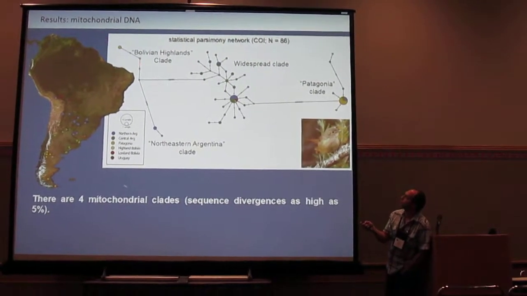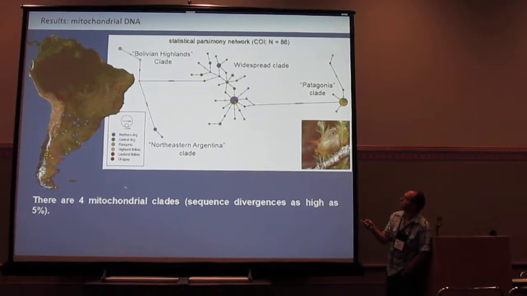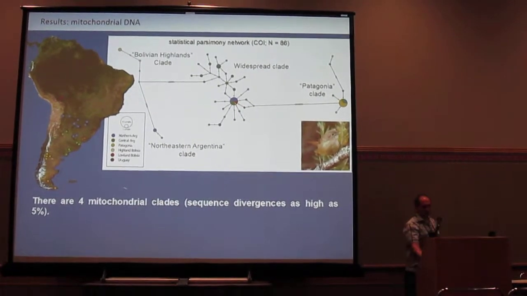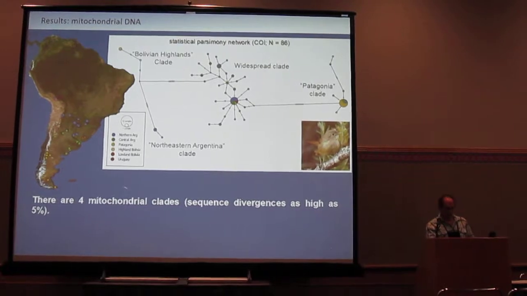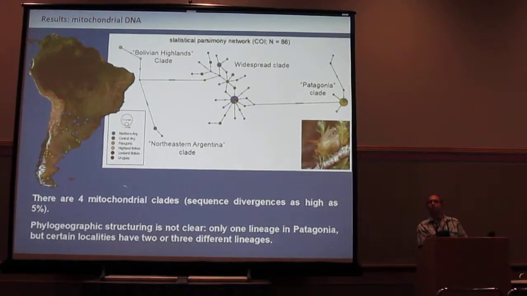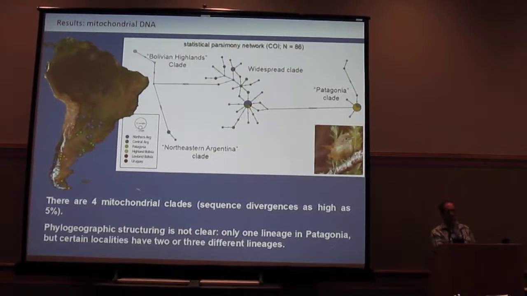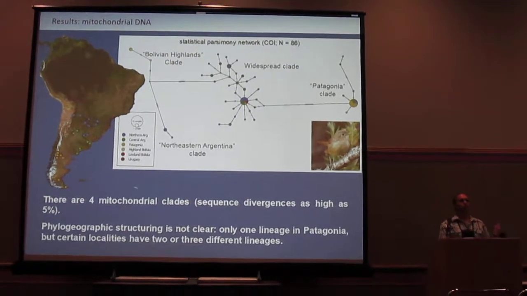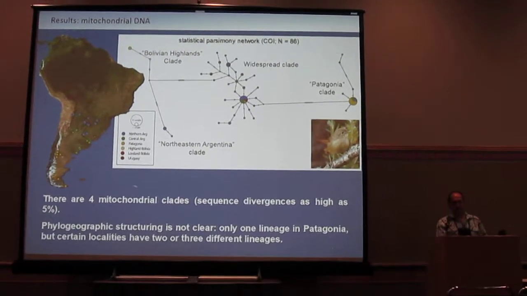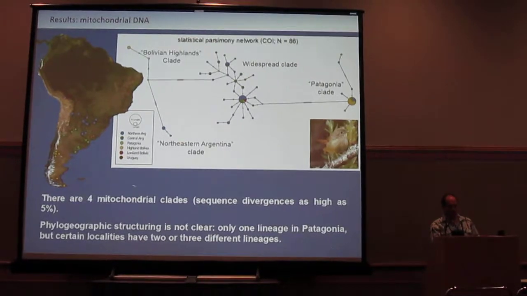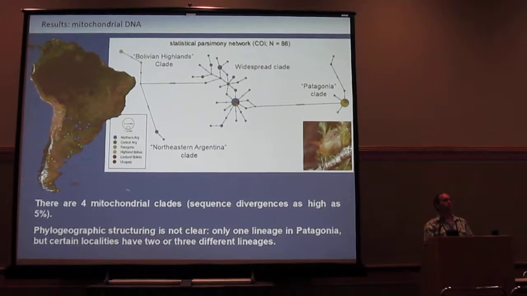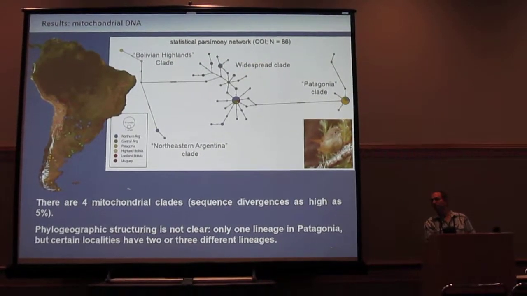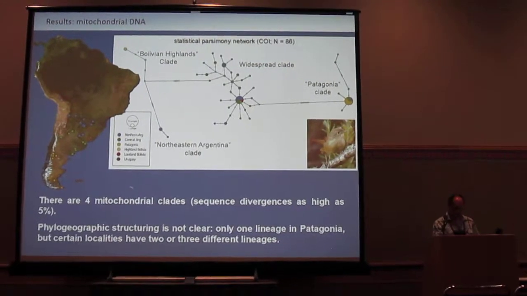So 4 of the 5 individuals are here, but 1 was here. So we can see, based on these things that I'm showing, that there is not a clear phylogeographic structure here, even though one of the lineages is present in Patagonia and we cannot find it anywhere else. There are some places in Argentina where you can find 2 or even 3 different lineages in sympatry.